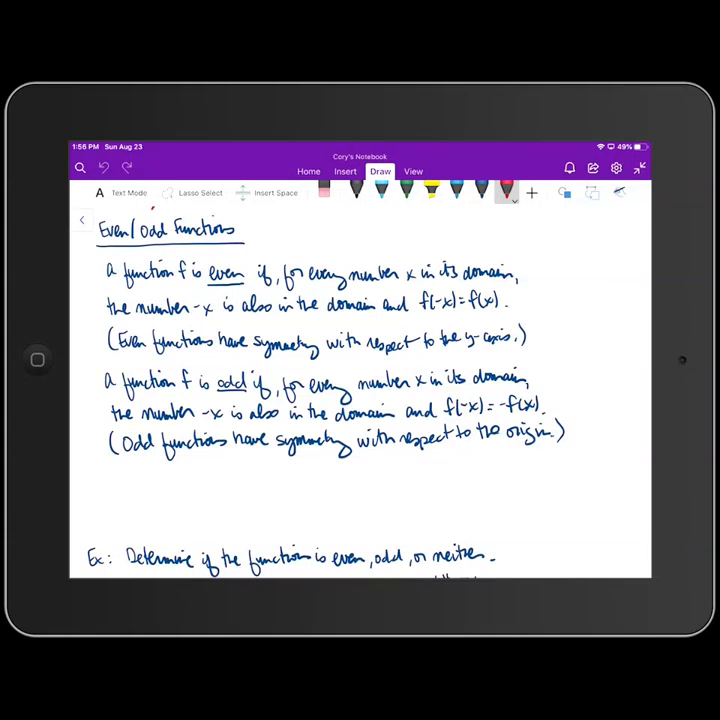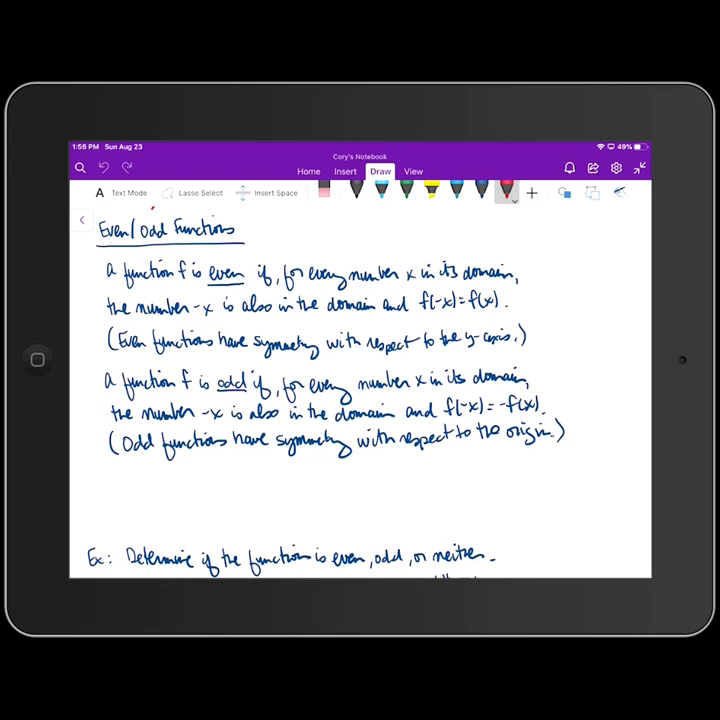Okay, so the last topic for us to look at in this lesson deals with even and odd functions. So we're going to talk about how we define even and odd functions, how we algebraically show whether functions are even or odd, and also what a function being even or odd tells us about the graph of that function.